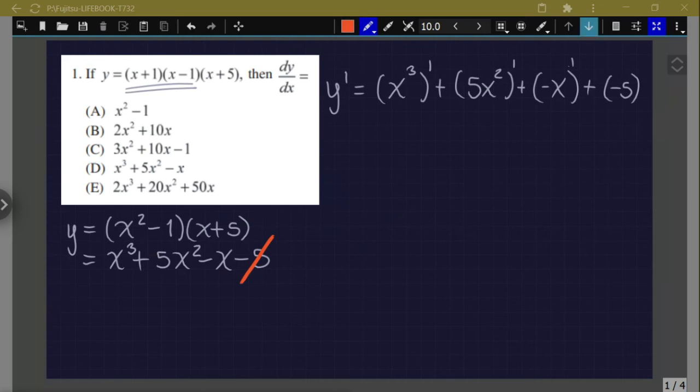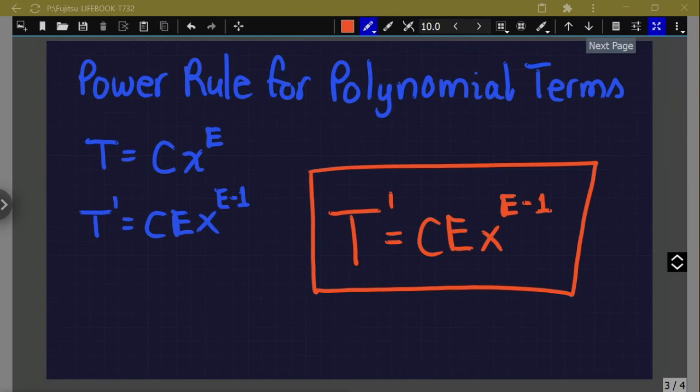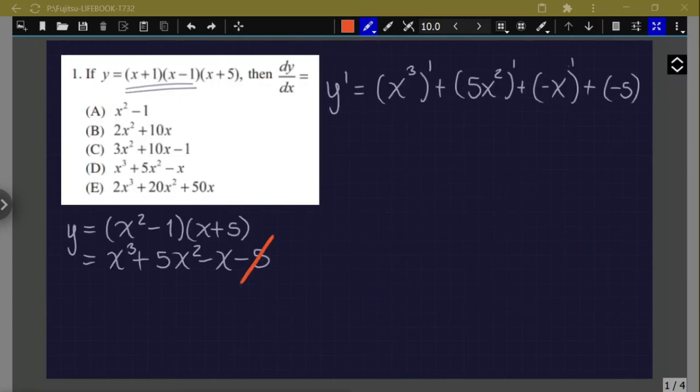Now, let's go back and quickly review the power rule. For every term that you have, you multiply the coefficient times the exponent, then write your variable, and then take the exponent and subtract 1. Do not forget to subtract 1. Most students generally will forget to do that, and you will get it wrong. So don't forget to subtract 1.